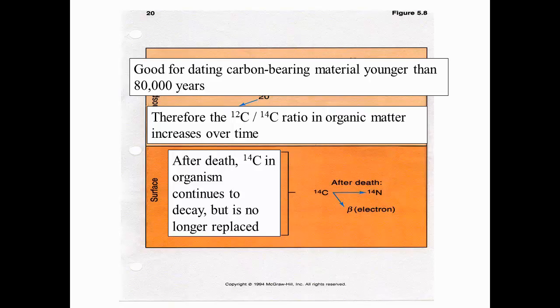After 80,000 years, there's just hardly any carbon-14 left. So once all the carbon-14 decays, you can no longer get a ratio of carbon-12 to carbon-14, and so at that point you can't date the material.